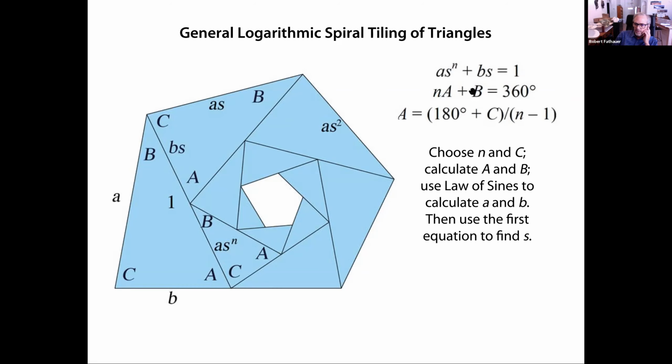So let's look at some special cases first. Isosceles triangles, two of the sides are equal. There are three ways you could arrange two isosceles triangles. You can go side to side, side to base, or base to side.